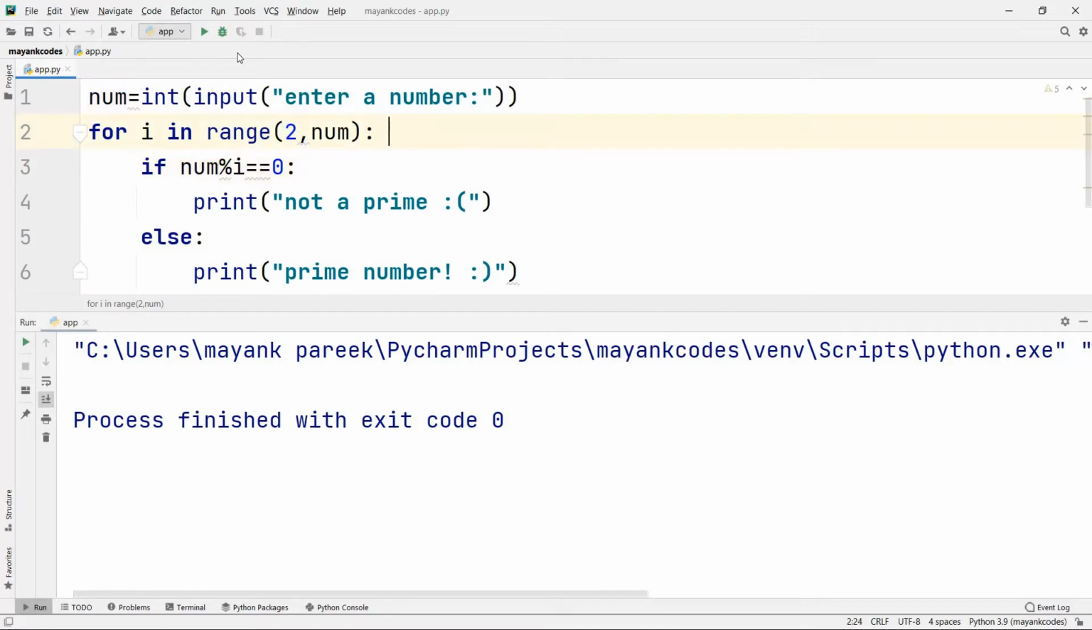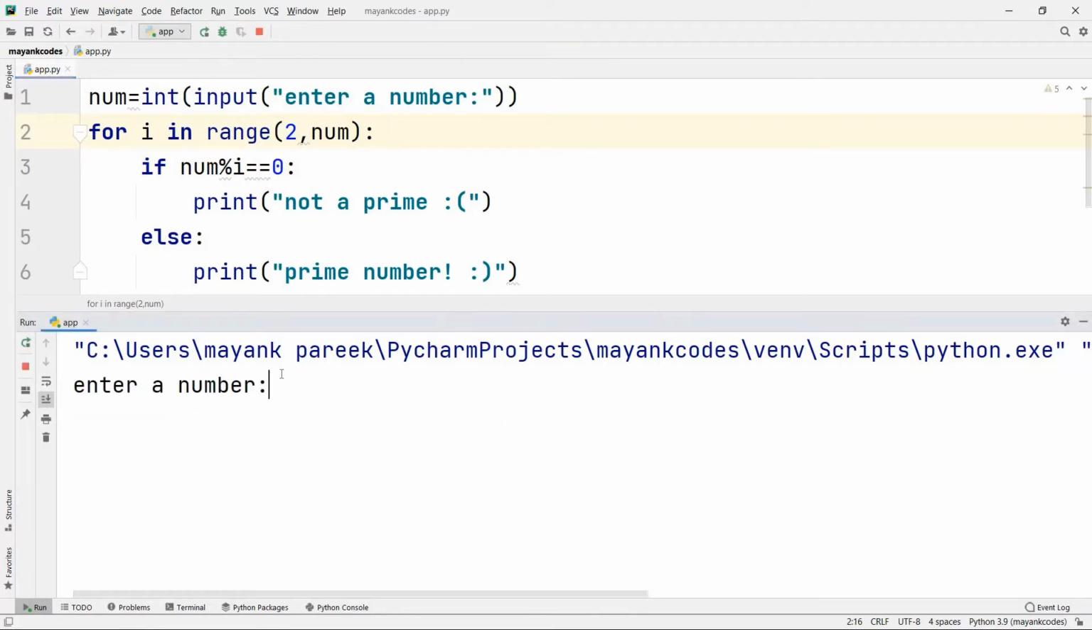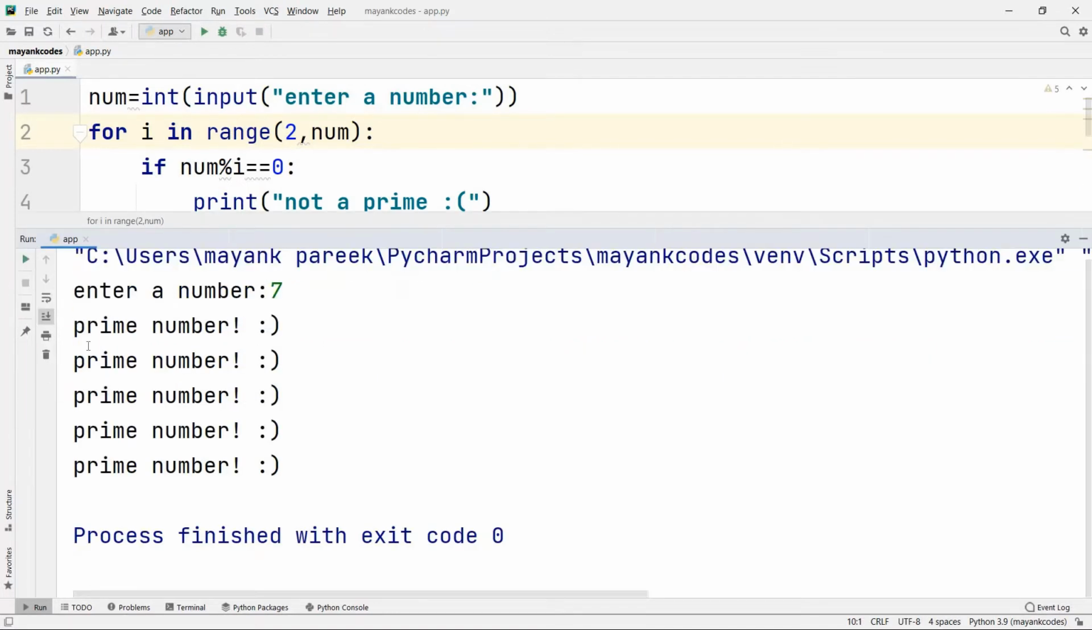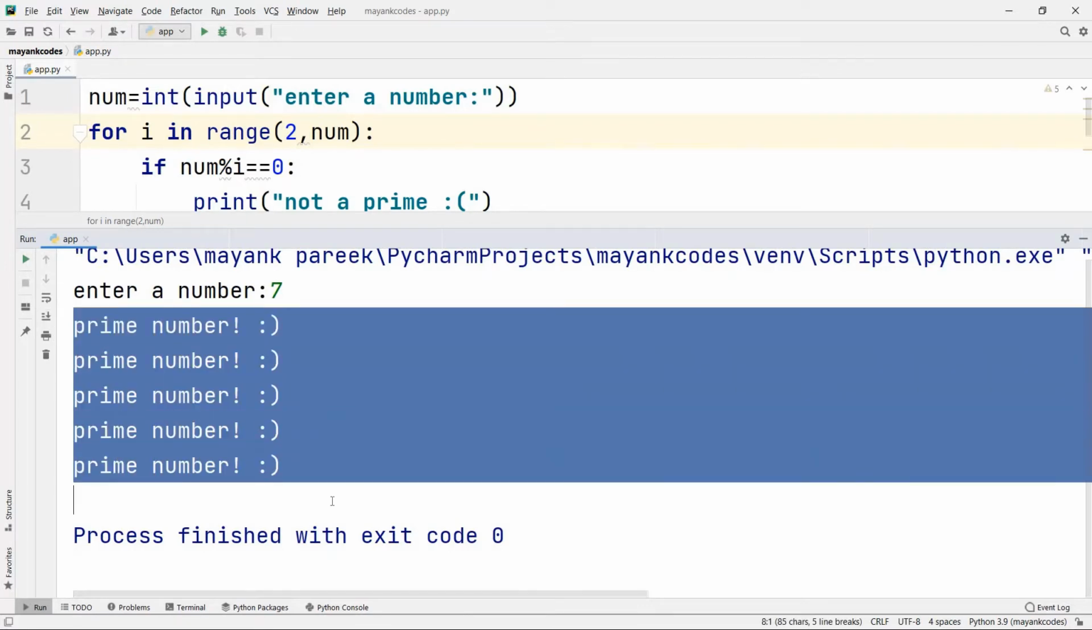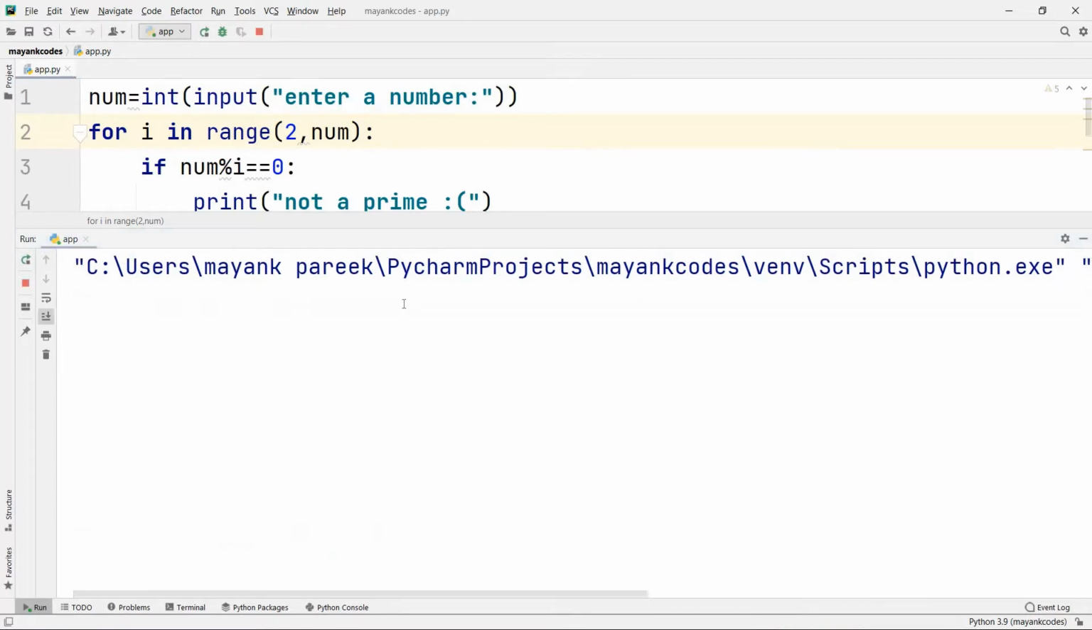And here we got what we want. Okay, so now if I run this code, then I can see over here it is showing that enter number, and let me say I want to enter 9. Okay, or 7. In this case I'm getting prime, but 5 times, and this is something I don't want. I just want that the number is prime or not, but here I'm getting prime 5 times.